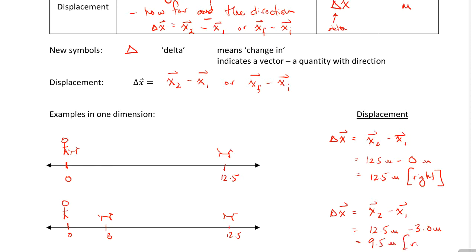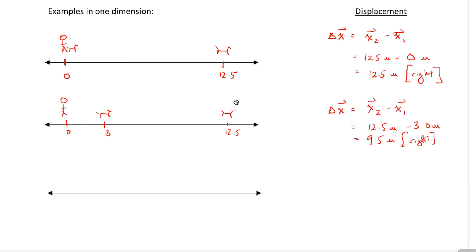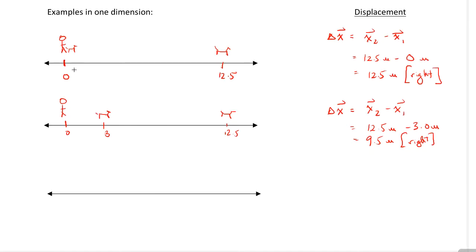Again, I'm not interested in where he ended up. I'm interested in how far he's traveled, and he's traveled 9.5 meters to the right. Okay, I just want to point out that one way of thinking about this is to draw an arrow that starts where he starts up here, and goes to where he ends and measure the length of that arrow. And in this case, it's 12.5 meters and it's pointing to the right. And in this case, it's 9.5 meters. And again, it's pointing to the right.